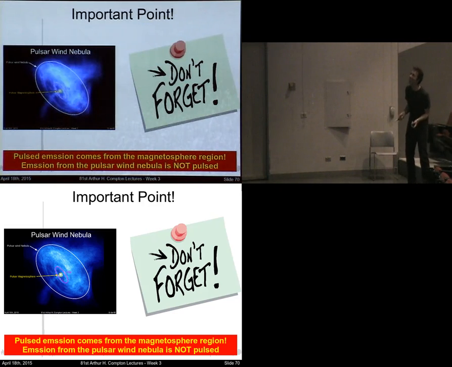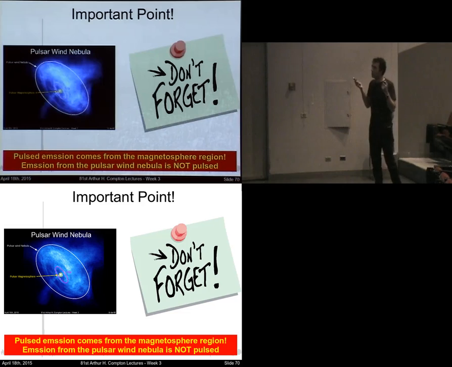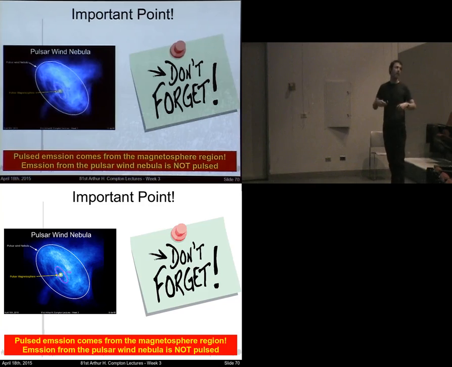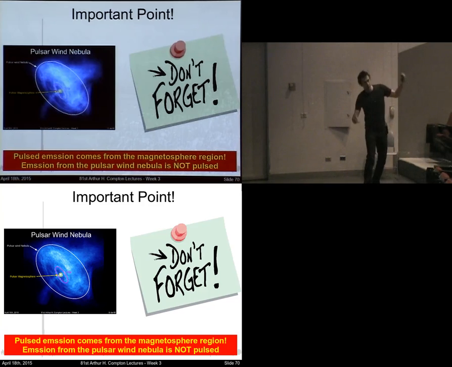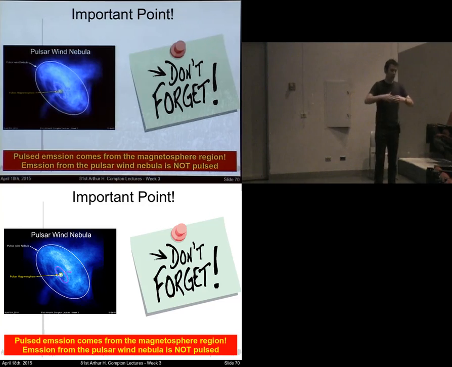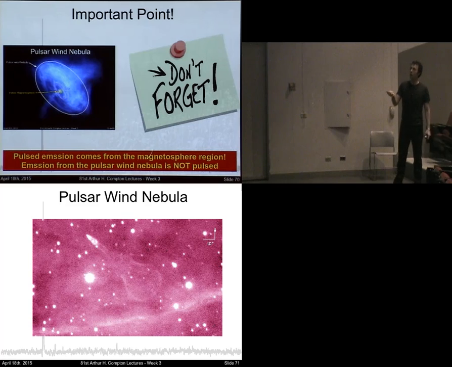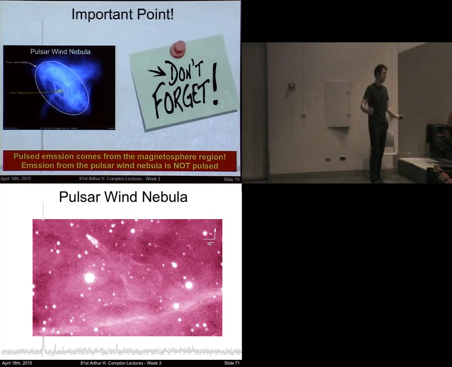Now, I put this up here more for myself than for you guys, just to hammer home that the pulsed emission comes from the magnetosphere region. The emission from the pulsar wind nebula is not pulsed. So even though we saw this movie and you saw wisps of stuff moving, that is not the pulsar. That is on much longer time scales. For most telescopes, the Crab Nebula is a very, very steady emitter. It doesn't vary. There's some variation that's now seen, but it's on long, long time scales.